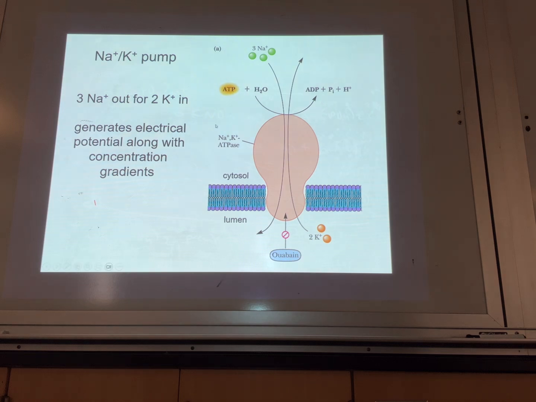When we do this, we generate obviously a chemical gradient for both sodium and potassium. Again, sodium's concentration will be higher on the outside, lower on the inside, vice versa for potassium. But we're also going to generate an electrical potential with more plus charge on the outside, more negative charge on the inside. Both of those things are generated from these sodium-potassium pumps, and both are really important for the overall functionality of the cell.